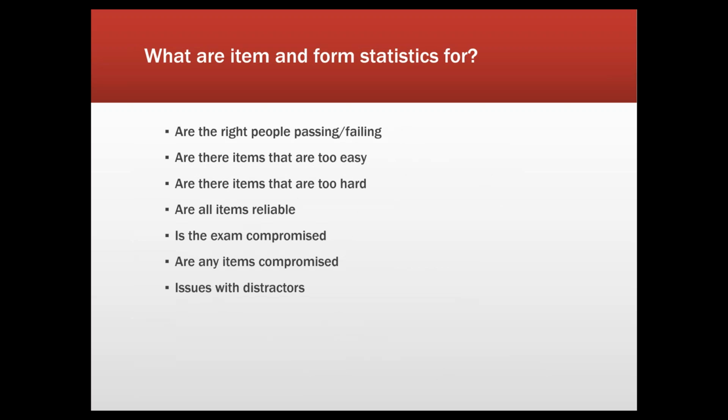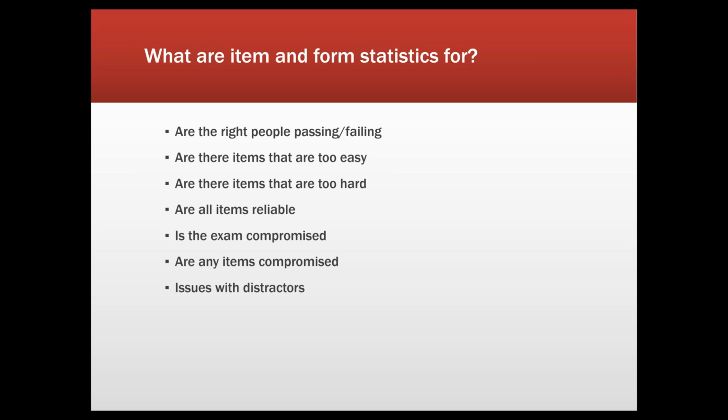So really, what are these item and form statistics for? Every psychometrician tells you that you need them, but you don't understand what they're doing for you. There are a lot of things they're doing for you. We can use statistics to tell you pretty much anything you could possibly think of, plus things you wouldn't think of about your exam. The ones that you're going to hear about the most, the ones that are going to affect you the most, are: are the right people passing? Are the people who should be failing, failing? We can tell you which items are too easy, which ones are too hard, which items are reliable, which ones are not.